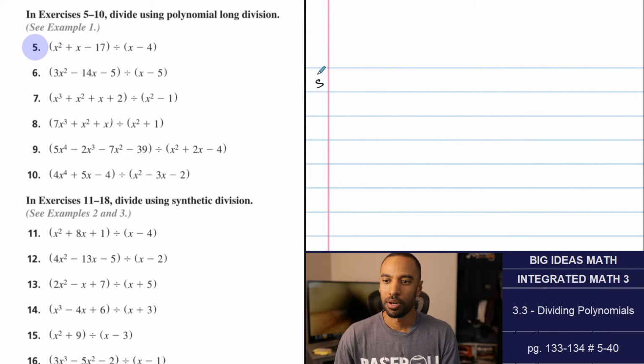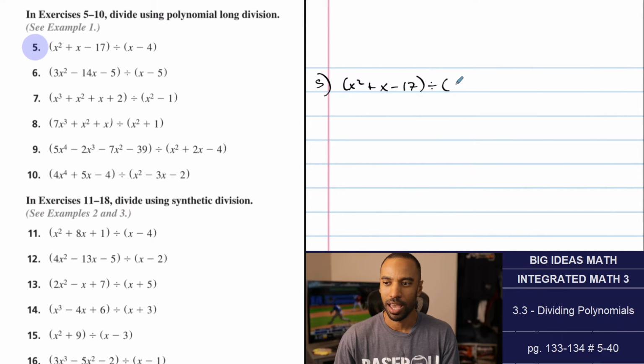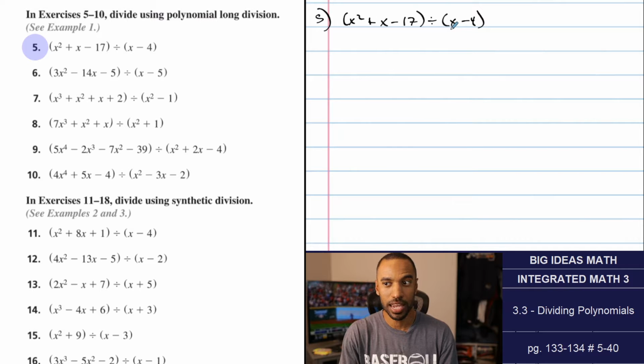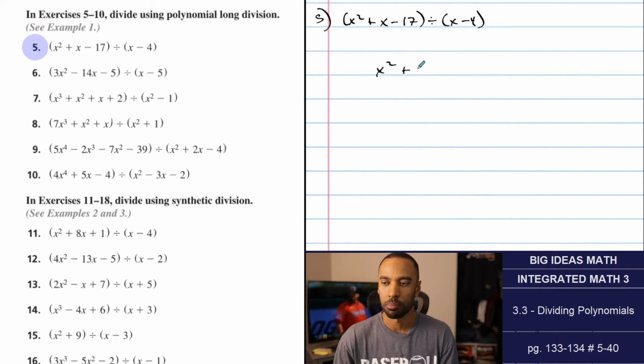Okay, number 5. We're going to divide x squared plus x minus 17 by x minus 4. We're going to use long division for it. Could we use synthetic? Yes. Are we going to? No. They asked us to use long, and that's okay. We can practice some of these. Remember, you can always use long division. There are only some cases, like this one, where we could use synthetic division.